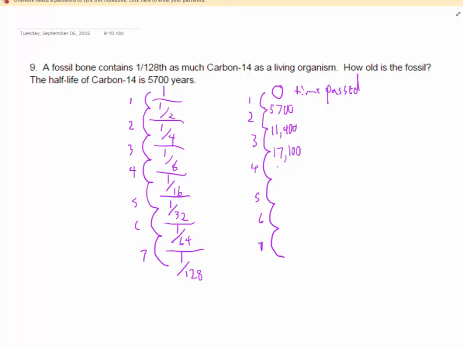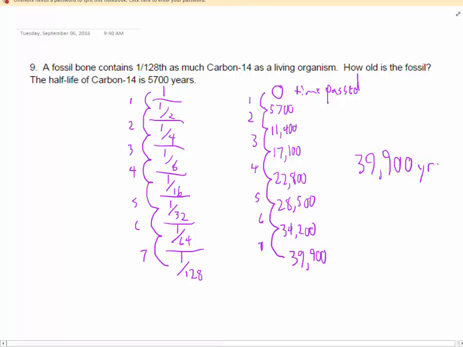Another 5,700 puts us at 22,800. Another 5,700 puts us at 28,500 years have gone by. Another 5,700, or 1 half-life's worth of time, is 34,200. And finally, one more 5,700 years goes by, and it puts us at 39,900 years going by. So our answer is 39,900 years old is that fossil.